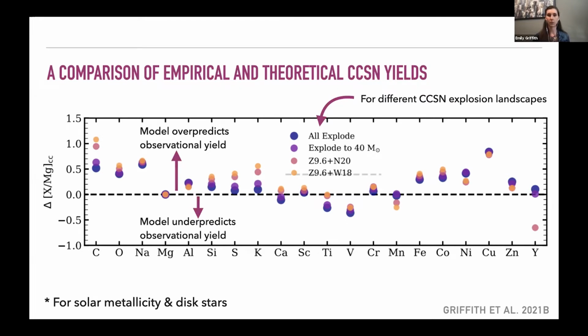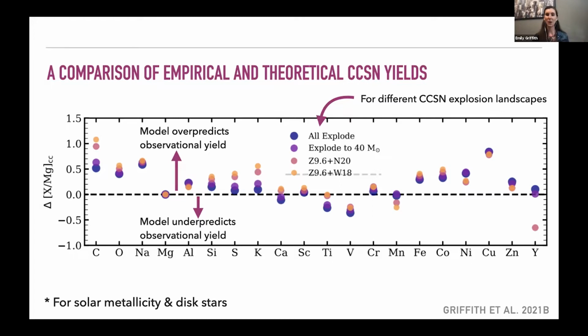And so in this plot, the y-axis is showing the difference in the core collapse abundance between the model and the observational yields. So if the values are above 0, our theoretical abundances are over-predicting some element X relative to what we would infer from the observational constraints. And if it's less than 0, then the model is under-predicting relative to our observational constraints. The different points represent different core collapse supernovae explosion landscapes. So the dark blue is where every star from 8 to 120 solar masses explodes. And the colors approaching yellow are less explosive.